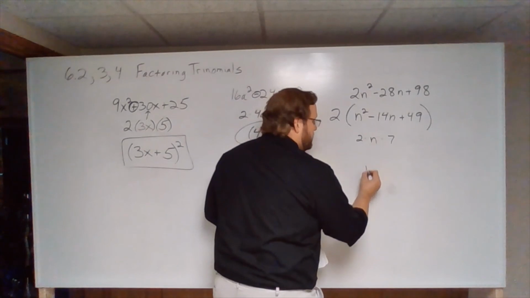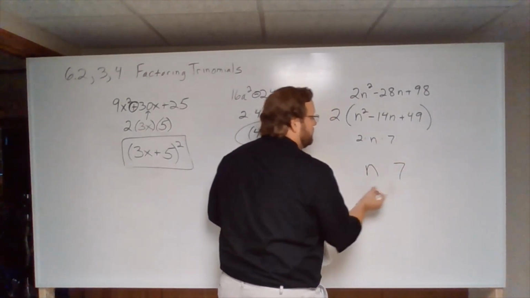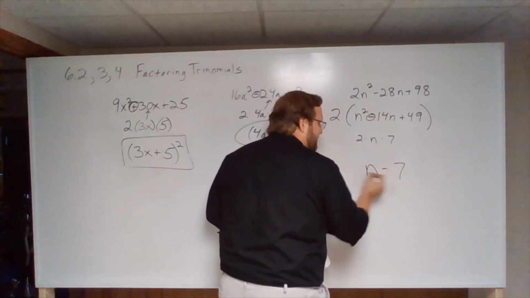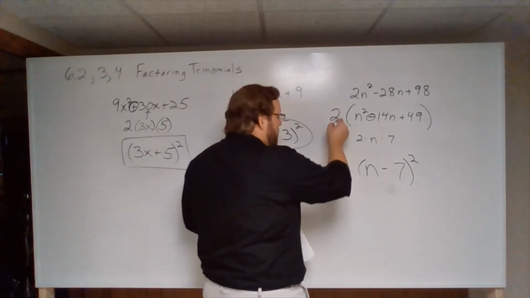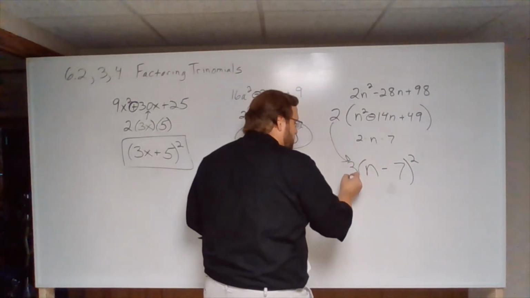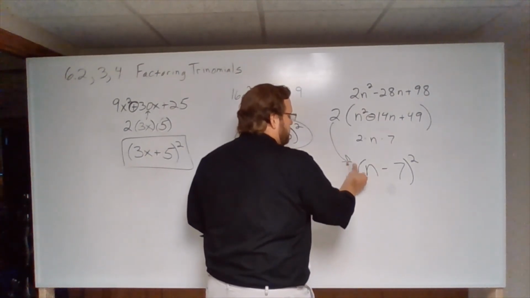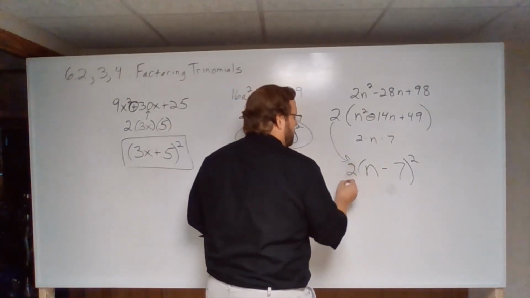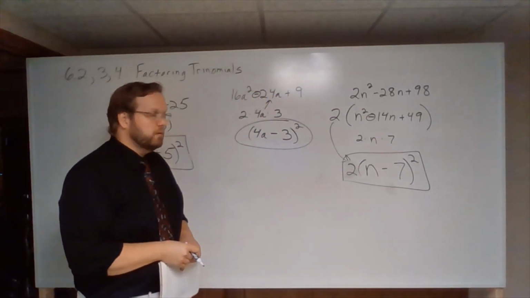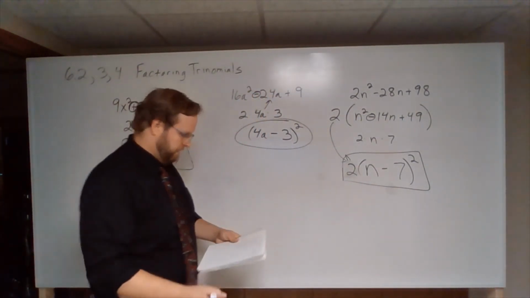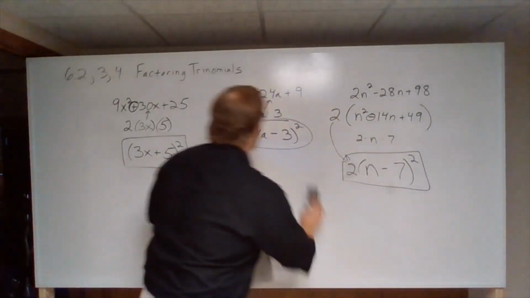So I can take the square root, this sign, square it. Don't forget, though, that GCF, whoops, comes down. And there's your factored form. Okay? Let's try one more.